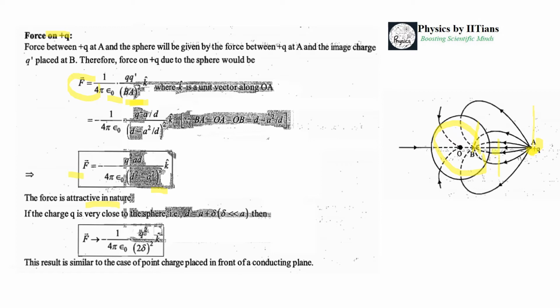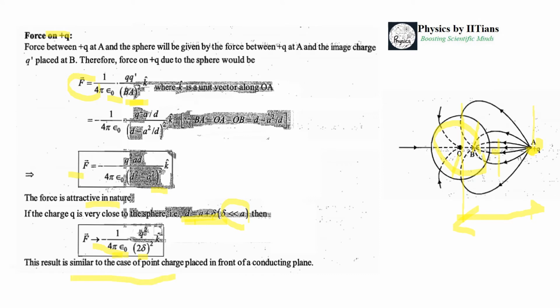Now if the distance is very small, that is, this charge Q is very close to the sphere, we can write that the distance between O and A, that is OA, is D equals A plus delta, where A is the radius of the sphere and delta is a very small distance, that is, delta is much less than A. Then F is nearly minus 1 by 4 pi epsilon naught, Q square by 2 delta whole square, K cap.